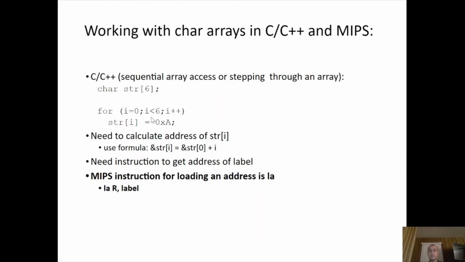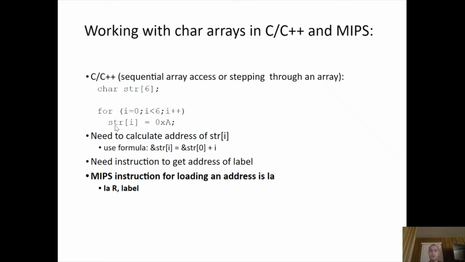And we have a for loop that goes from 0 to 5. So i is less than 6, and every time we're incrementing i, of course. In the for loop itself, every time we are assigning some value, which is the hex value 10, to that index of the array. So it's going to be str[0], str[1], 2, all the way to 5.